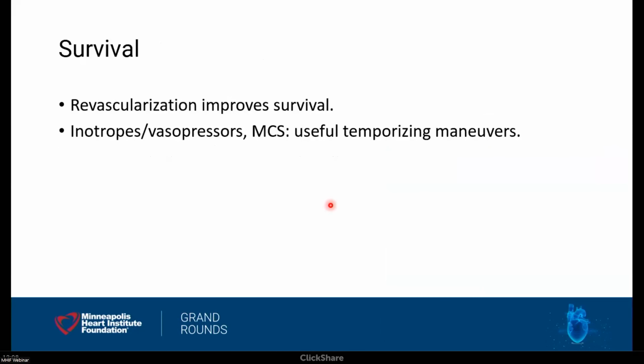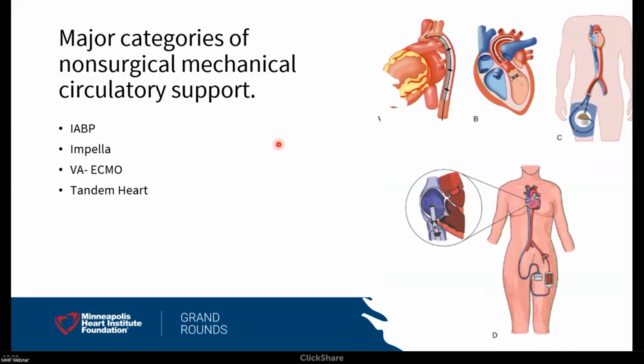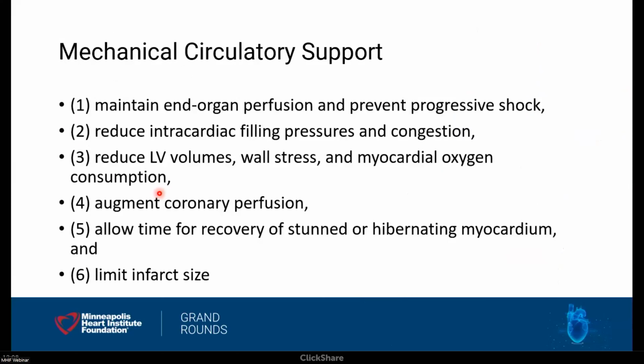Survival in cardiogenic shock has been shown to improve with revascularization and other things that we use, such as inotropes, vasopressors, and mechanical circulatory support. These are useful temporizing maneuvers to help us reach the stage of revascularization for these sick patients. The major categories of mechanical circulatory support we use are balloon pump, Impella, ECMO, or Tandem Heart. Which one depends mainly on the characteristics of the patients we are treating and the institution policy or the comfort of the physicians treating these patients with different mechanical circulatory support devices.